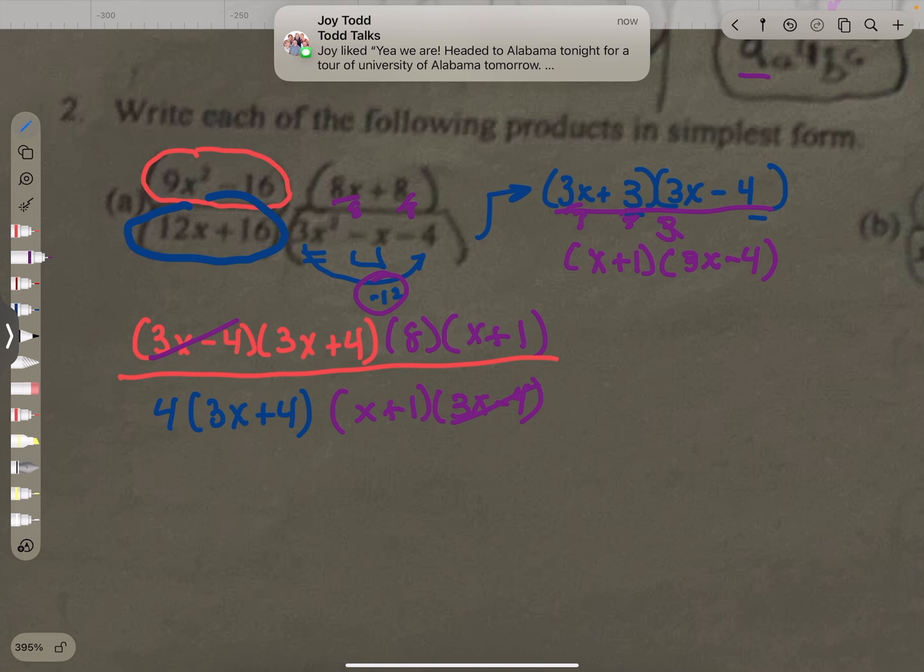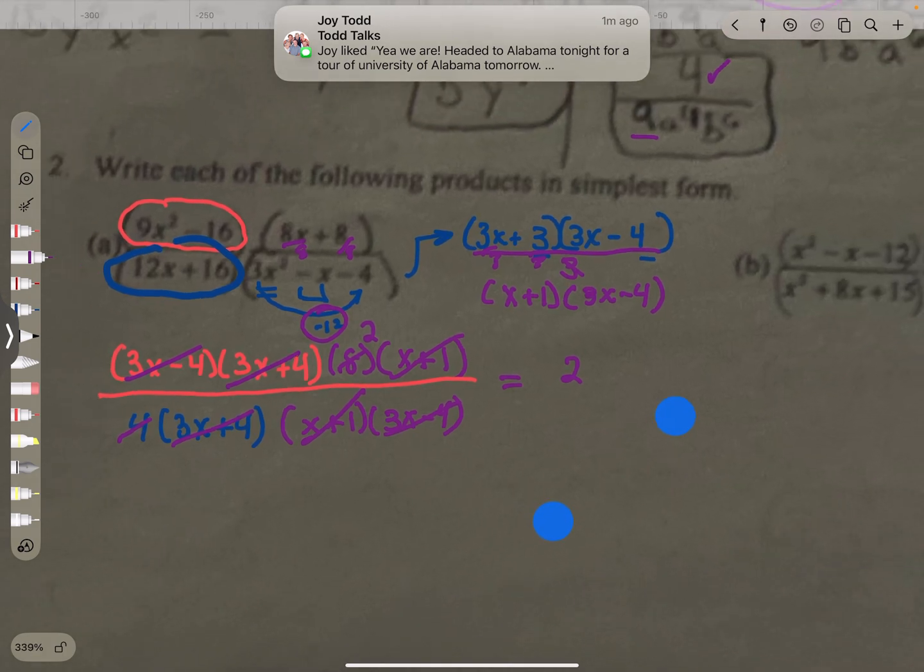And you don't have to show a 1 in multiplication. It's got another common factor, 3x plus 4, 3x plus 4. They cancel. Got a 4 on the bottom, and that goes into this 8 2 times. Oh, my x plus 1's cancel. Holy smokes. This comes out to a 2. Everything factored and canceled with something in the denominator.